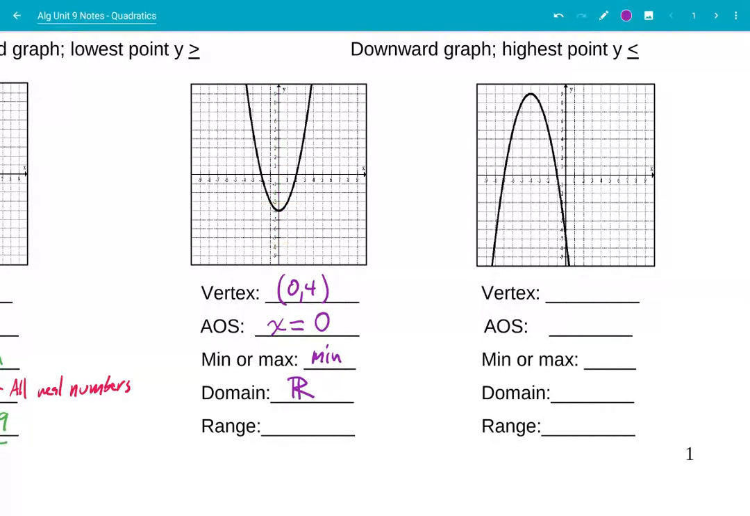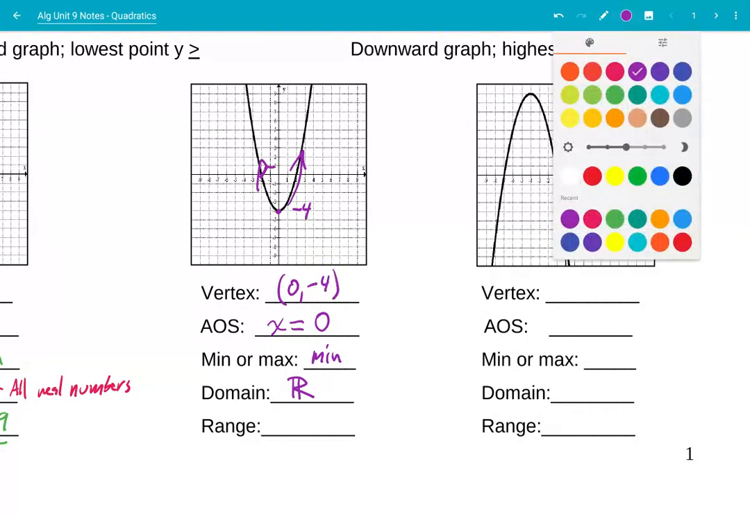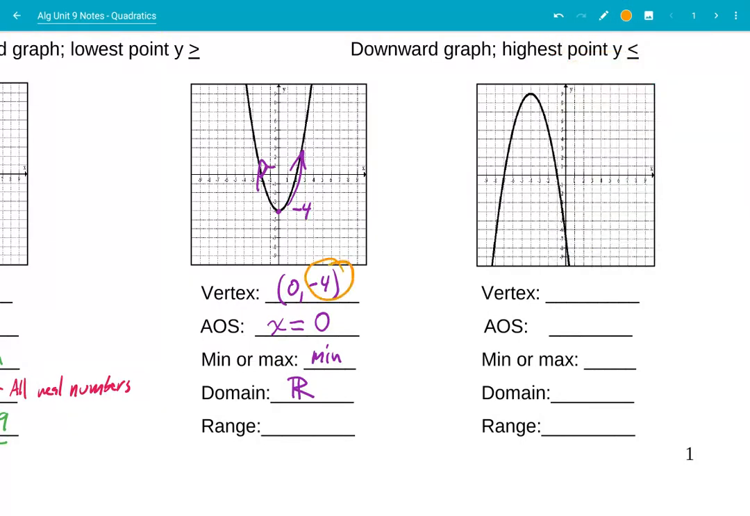This is similar to the other one. Here's the vertex, and everything is above it. So that's at -4. Vertex is -4. And you can use that to find the y. It's always going to be related to that. So if the vertex is 0, -4, and your graph is going up, that means that y is greater than that.